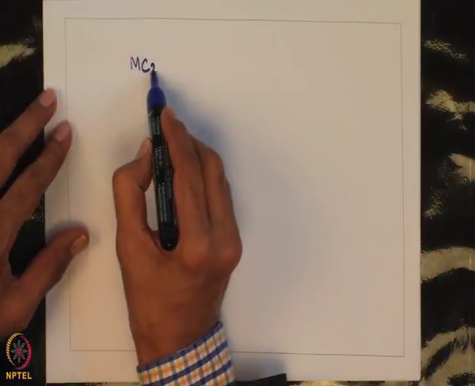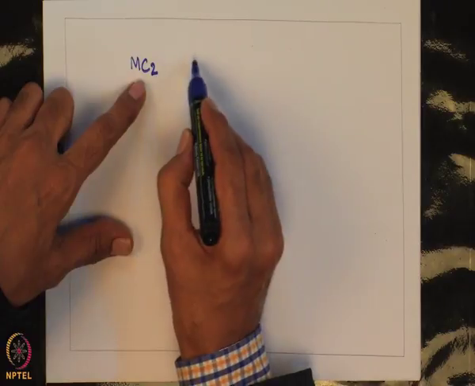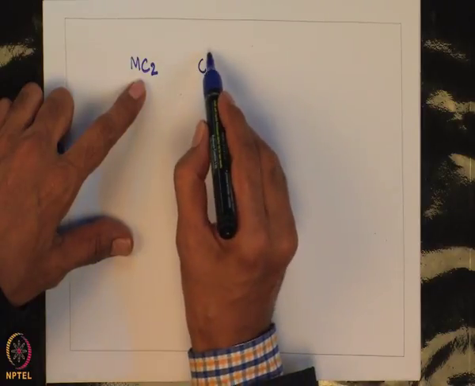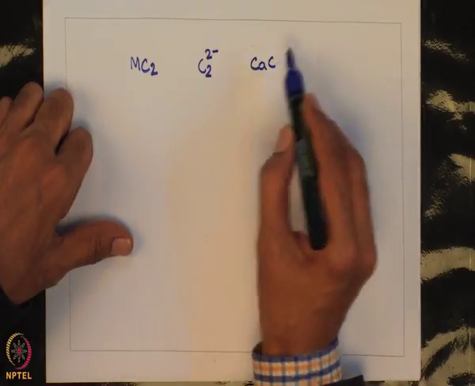With carbon one can make different types of carbides. For example, magnesium, calcium, strontium and barium form ethanides, that means acetylides, when treated with acetylene, to make compounds of the type MC2. If you look at this formula, it appears like the C2 2 minus ion is present. Example, calcium carbide.